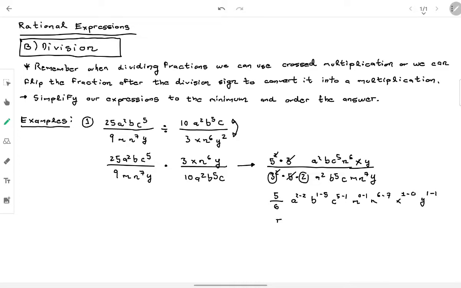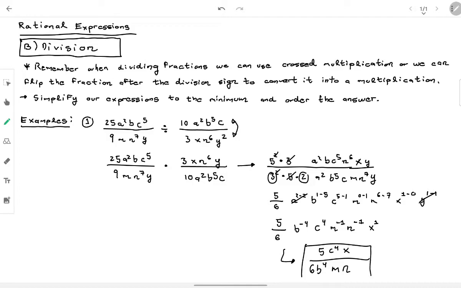So what will happen? It's going to be 5 over 6. This one will disappear, and this one will disappear. So it's going to be b to the minus 4, c to the 4, m to the minus 1, n to the minus 1, and x to the 1. Remember, we cannot have negative powers in our answer. So it's going to be 5 c to the 4 x, and on the bottom it's going to be 6 b to the 4 m n, and that will be our final answer.